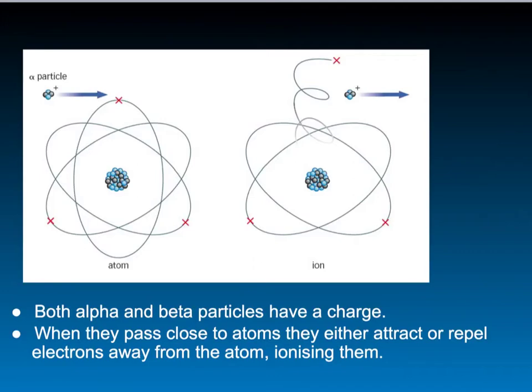When an atom gains or loses an electron, it becomes charged, as the charges are no longer balanced. An atom charged in this way is called an ion.